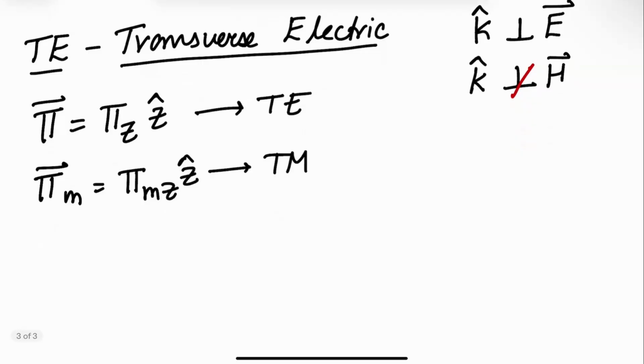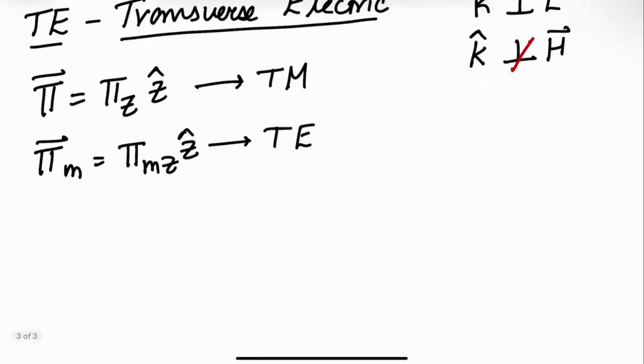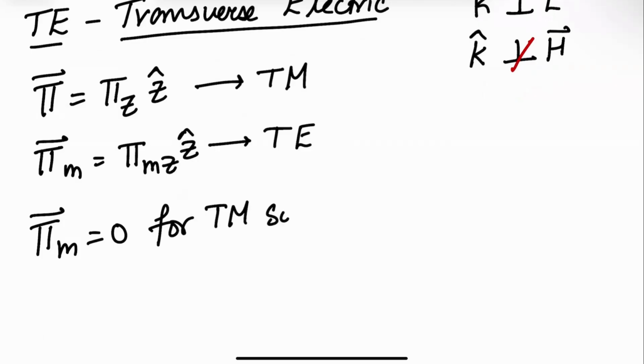This is the other way around. So this gives me Tm and this gives me Te. Okay, all right, so one way to quickly see this is to show that pi m must be equal to 0 for the Tm solution, and similarly, pi must be equal to 0 for Te.